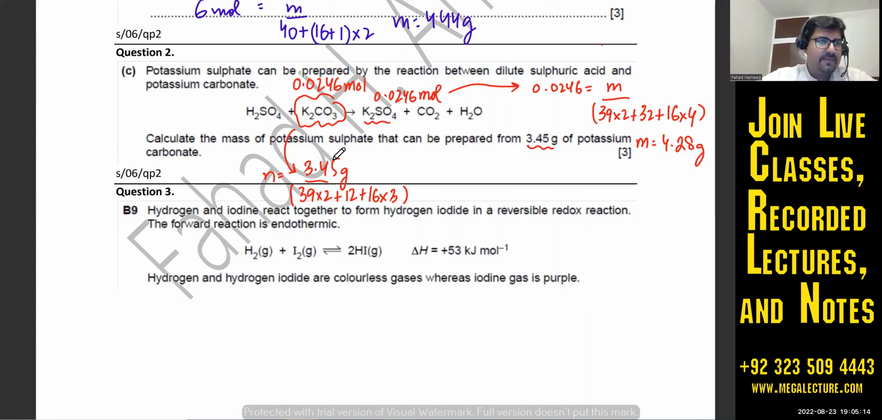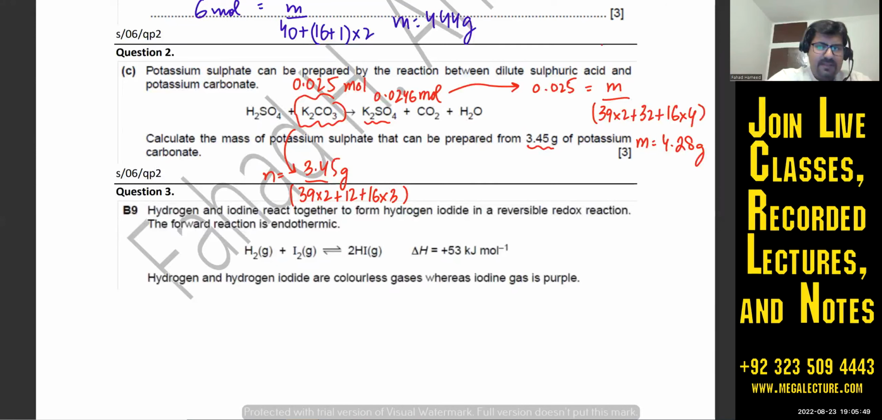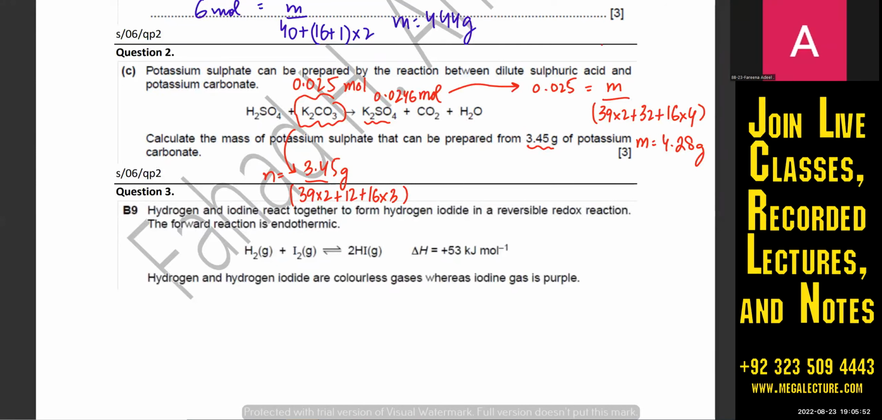That's 3.45 divided by 78 plus 12 plus 48. Mine is coming out to be exactly 0.025. Check what mistake you're making on the calculator. Don't make mistakes on the calculator. For me, this is exactly 0.025. Can you do that again? The moles, that's exactly 0.025 for me. Yeah, I did it in one go. So now I'm getting 0.025 as well. 0.025 multiplied by 1 divided by 1 multiply by 174.